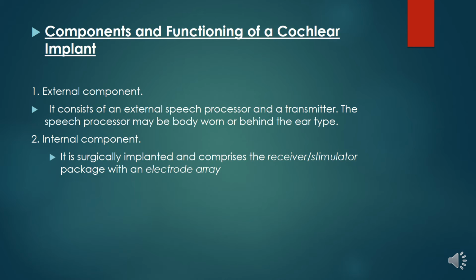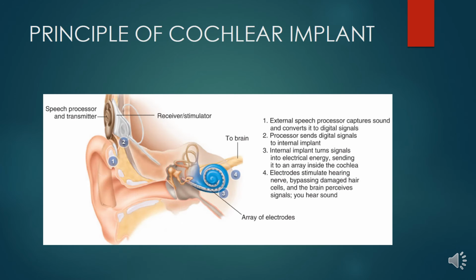Components and functioning of a cochlear implant. It consists of an external component and an internal component. The external component consists of an external speech processor and a transmitter. The speech processor may be body worn or behind-the-ear type. The internal component is surgically implanted and comprises a receiver or a stimulator package with an electrode array.